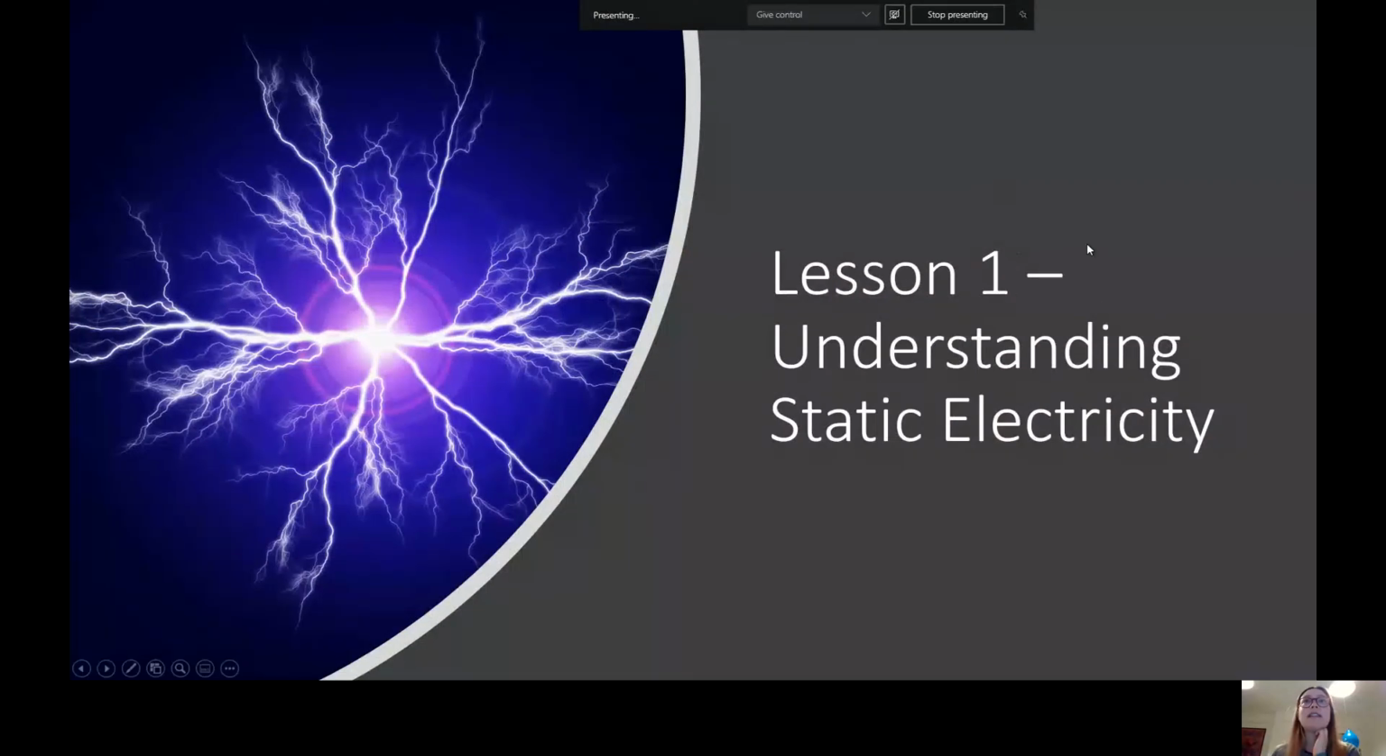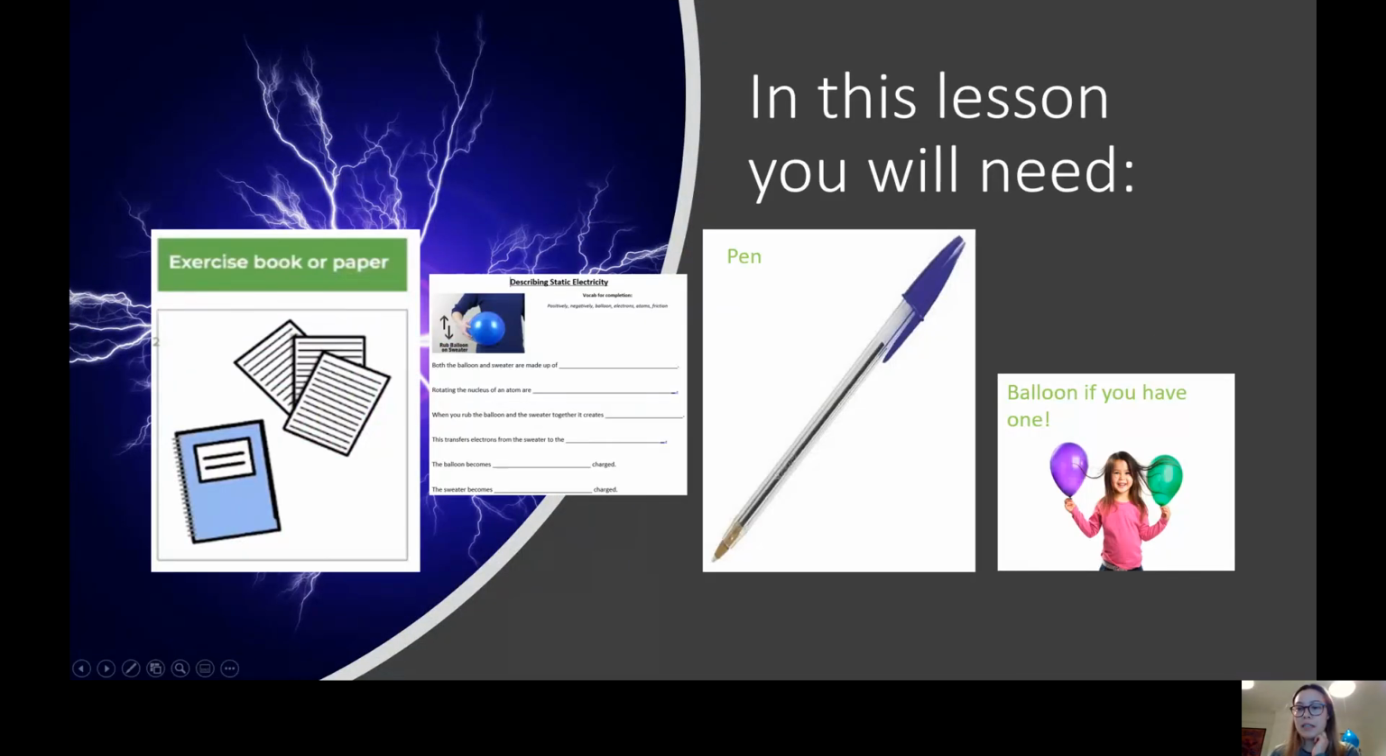I'm going to share my PowerPoint presentation with you so you can see it. So in today's lesson, you are going to need an exercise book or paper. This printout, if you have it, if you don't have a printer, absolutely fine. We can just write it down on your piece of paper, a pen or pencil, and if you have a balloon, absolutely no worries. If you don't have one, next time you come across a balloon, whenever or wherever it may be, you can do the experiments that I'm going to show you today and remember how they're done.